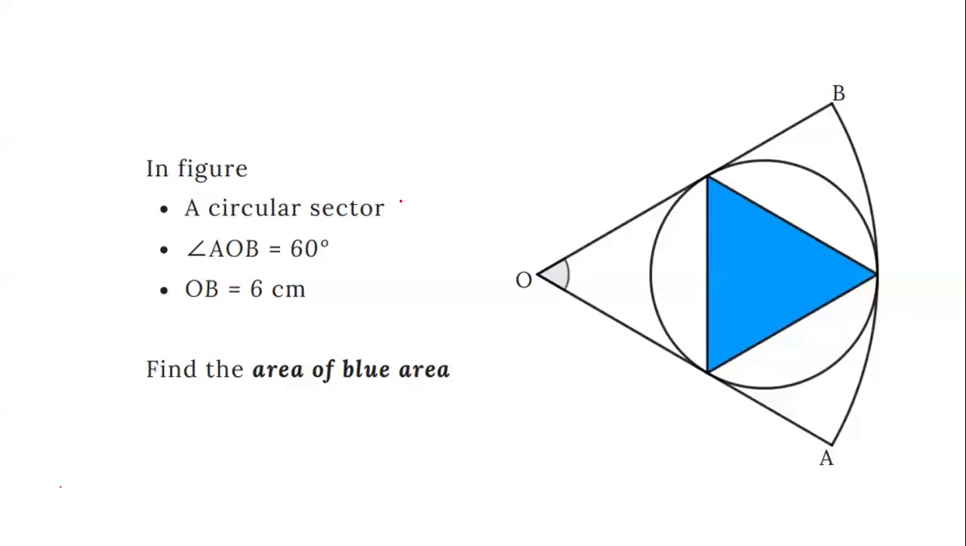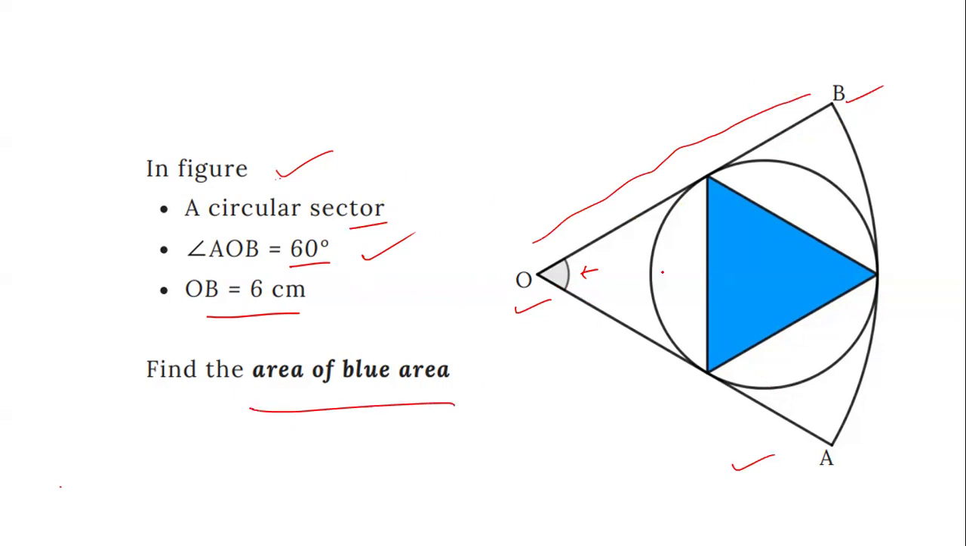So hello guys, in this video we are going to solve this problem. It is given that in the figure there is a circular sector. You can see that O, A and B is one circular sector, and this angle AOB is 60 degrees, which is given in the problem, and OB is equal to 6 centimeter. So this is the radius of the whole circle from which this sector is taken.